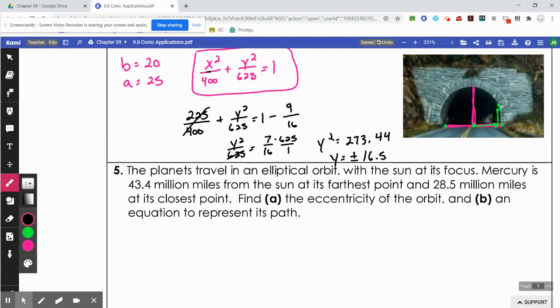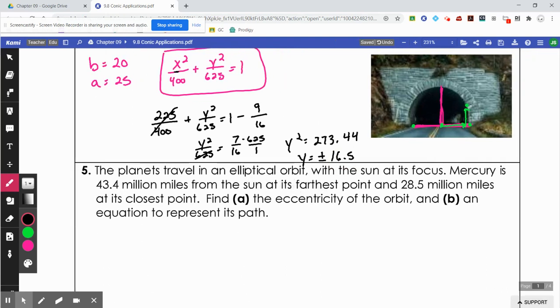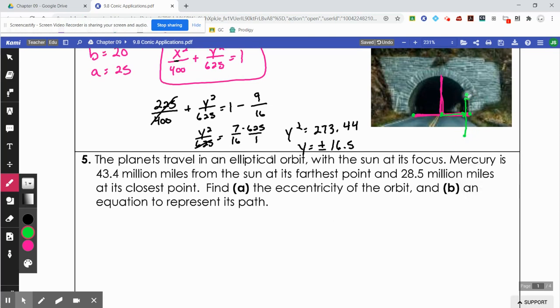16.5. And the reason it gives you a plus and minus is because if this were a complete ellipse, not only would there be a point here, but there would also be a point down here. That's the reason it's a positive and a negative. We're only concerned about the height, so we are only concerned with the positive 16.5. That's how tall this tunnel is at that point.